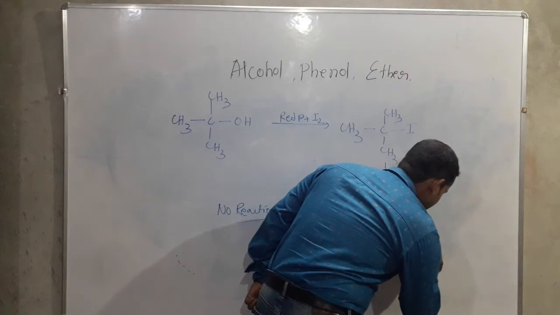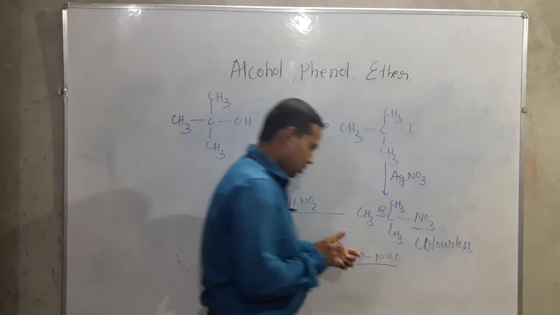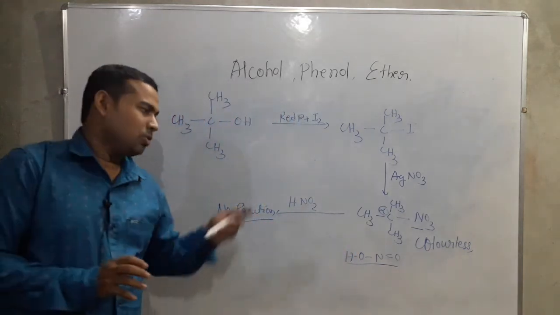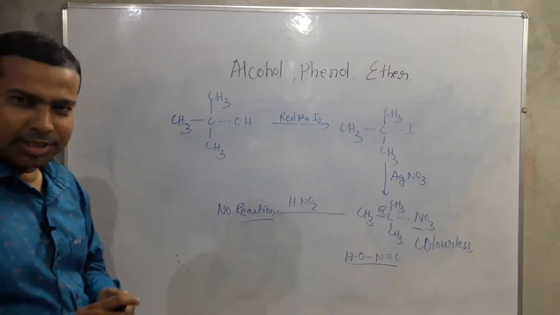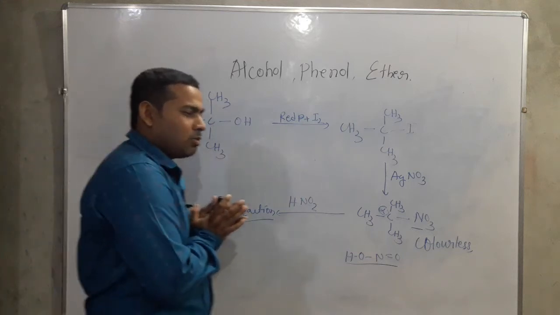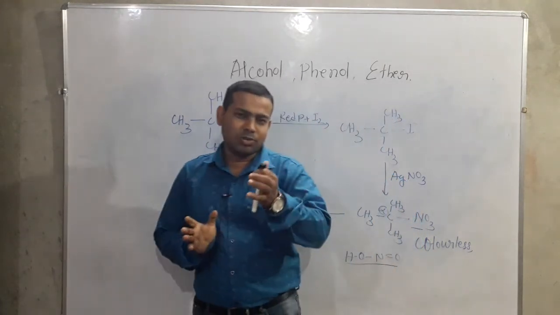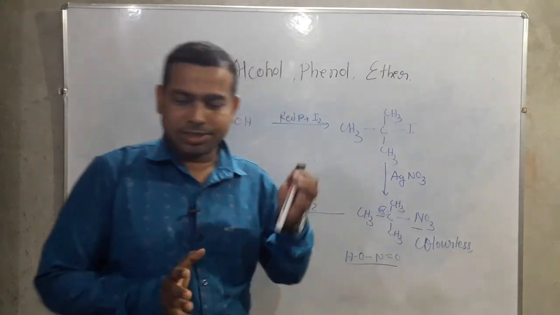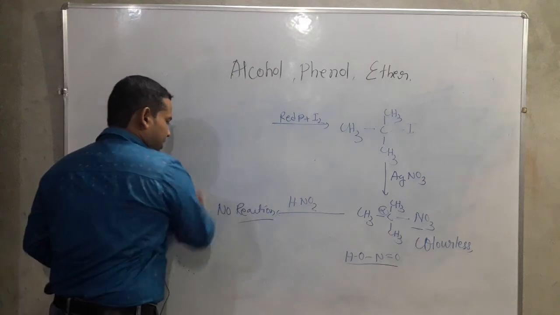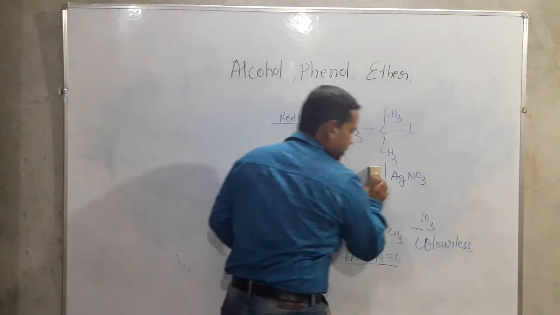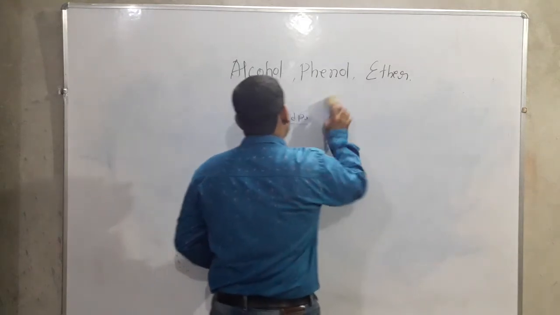Colorless. Clear people? So tertiary alcohol is unable to show color according to the Victor-Meyer test. So this is the conclusion. Primary alcohol shows blood red color, secondary alcohol shows blue color, tertiary alcohol is unable to show color according to the Victor-Meyer test. This conclusion is very important for your board and entrance. So all of you learn it, practice it, and again practice it. Clear?